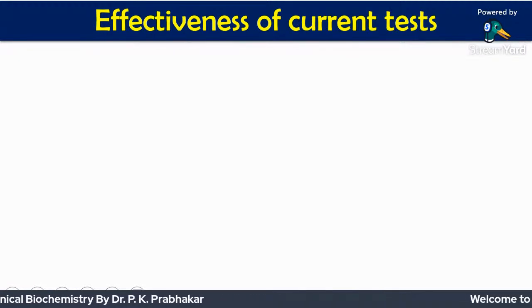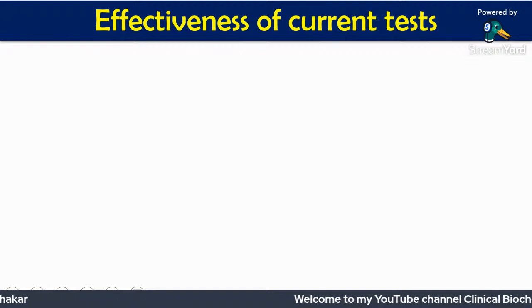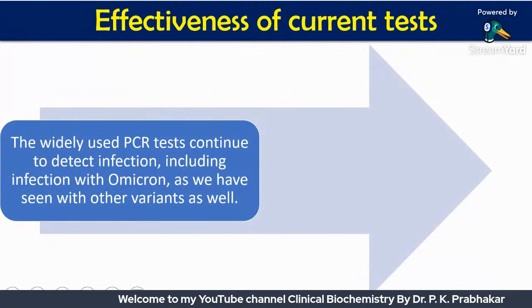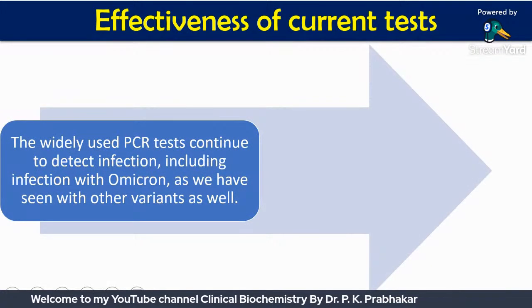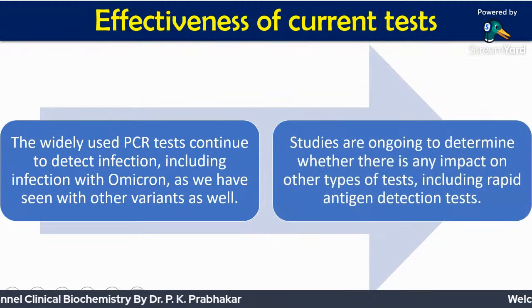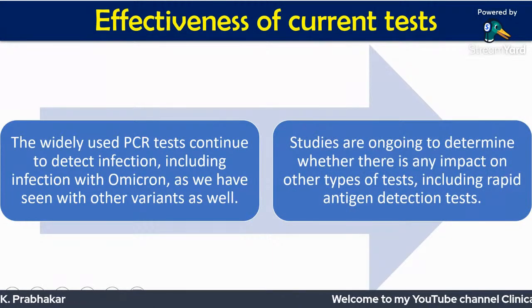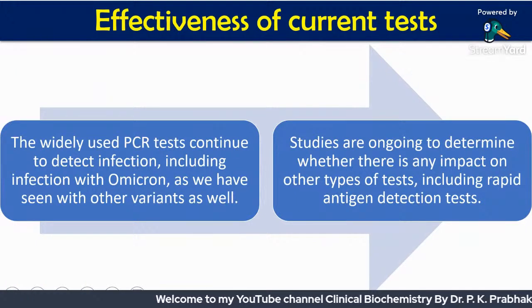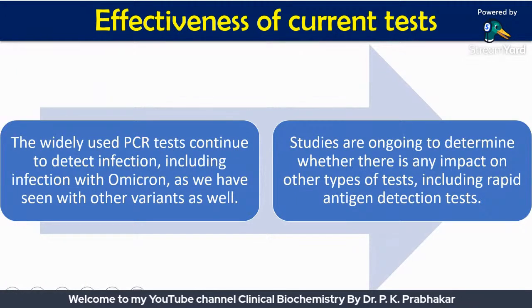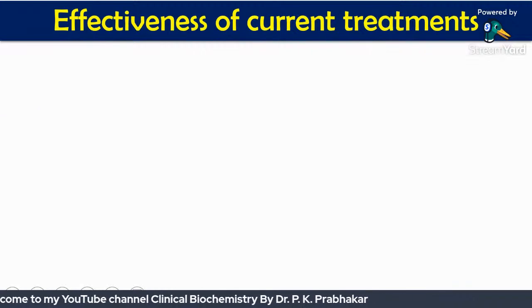Then, if we talk about the effectiveness of the current tests, the widely used PCR test or RT-PCR test continues to detect infections, including infections with Omicron, as we have seen with other variants as well. Studies are ongoing to determine whether there is any impact on other types of tests, including rapid antigen detection tests or some other tests. So that will be evaluated.